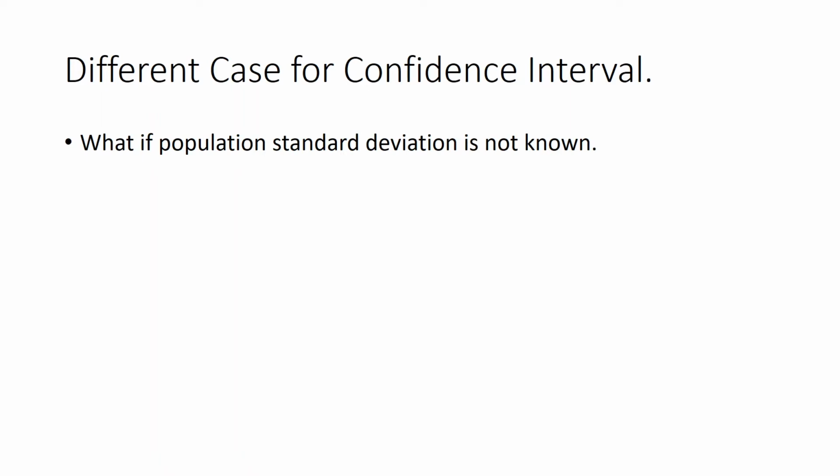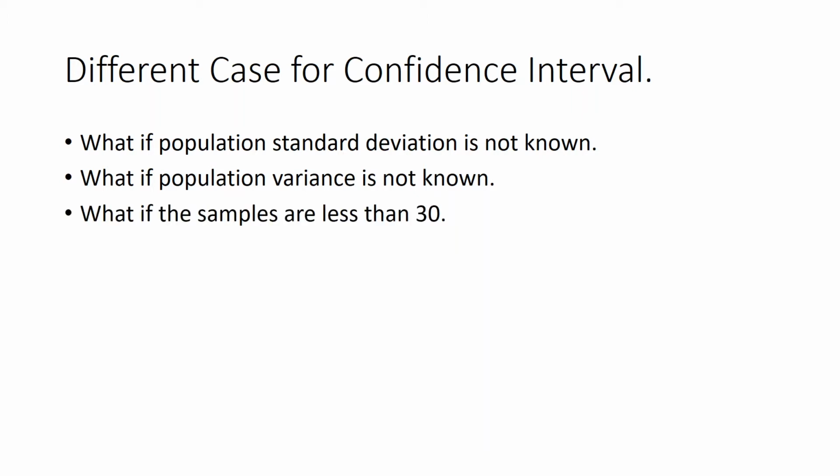So what if the population standard deviation is not known? Similarly, what if the population variance is also not known? And apart from that, what if the samples are less than 30? This is where the confidence interval construction using t-statistics is going to come into the picture.